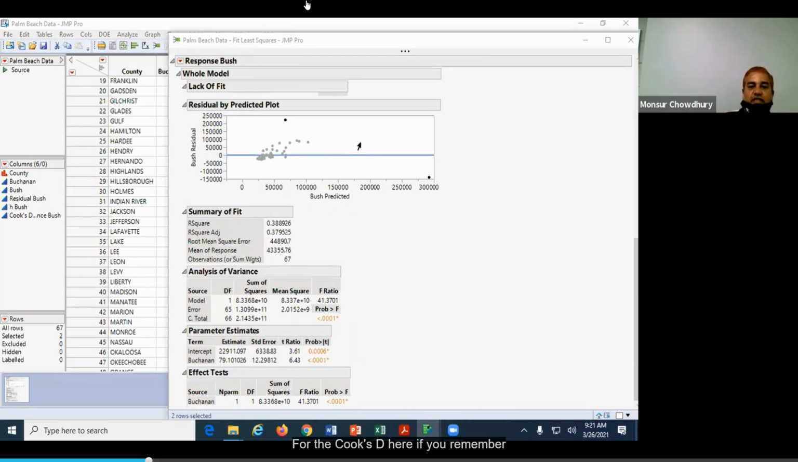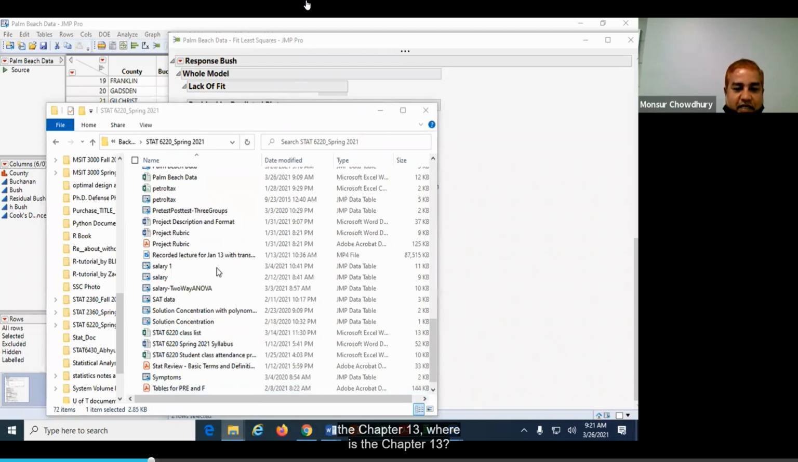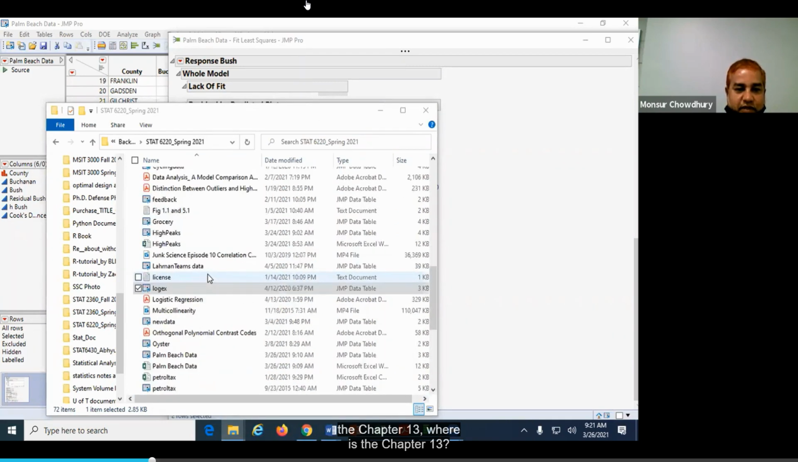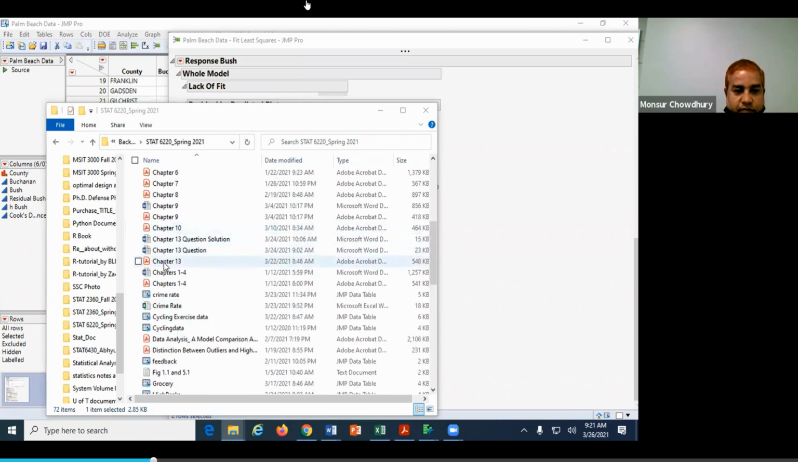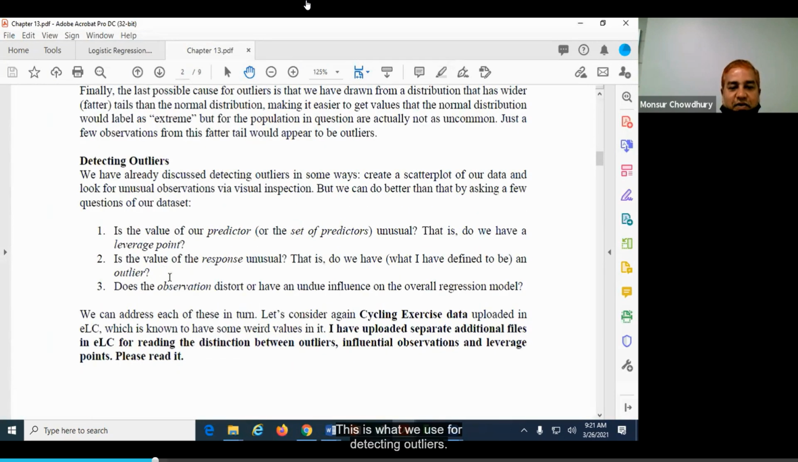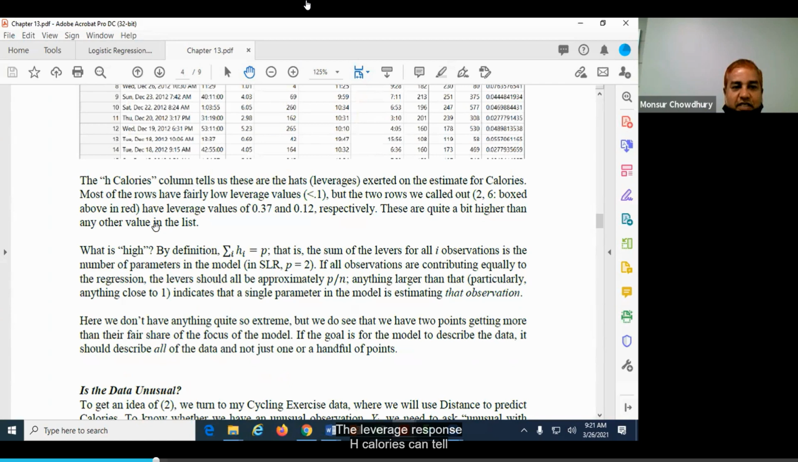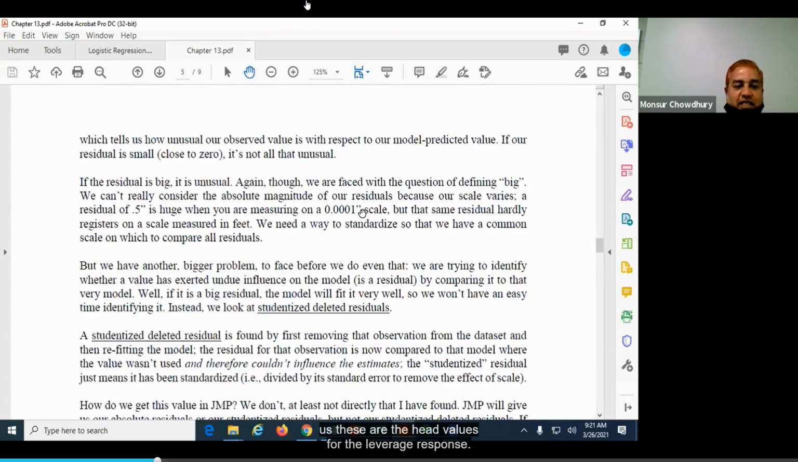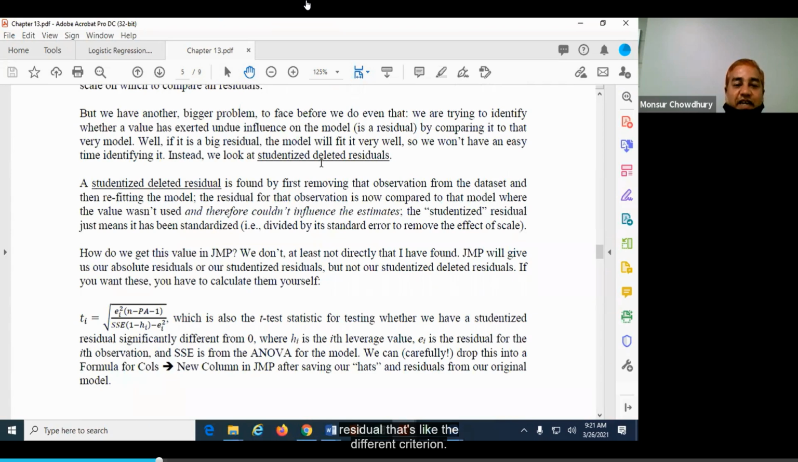For the Cook's D, if you remember what I said, go back to chapter 13. What is chapter 13? This is what we use for detecting outliers. The leverage points, the H values, tell us about the leverage points. Now, when we look at the studentized deleted residuals, that's a different criterion.